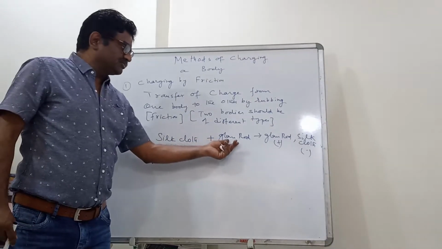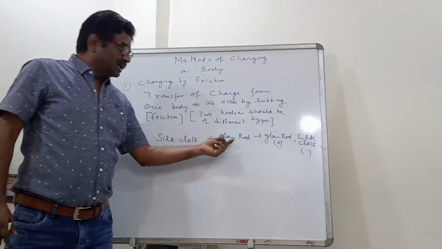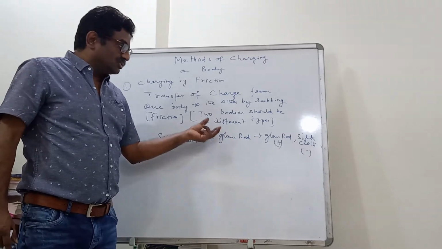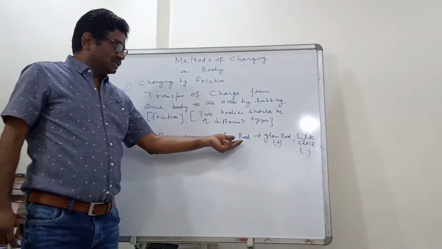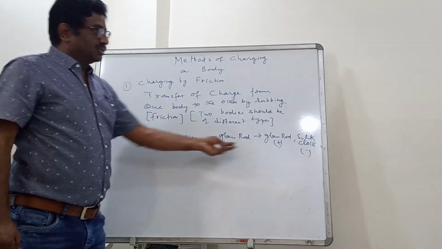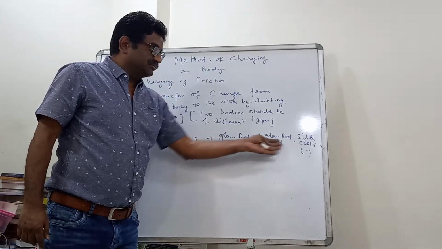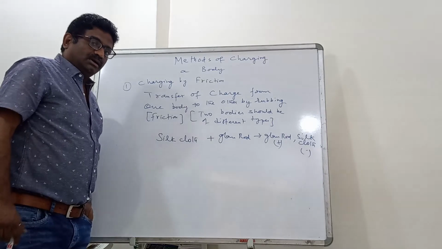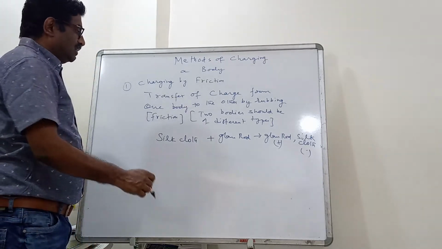From this we can conclude that the electrons in the glass rod were not very strongly bound to it. Therefore, these electrons were removed from the glass rod and transferred to the silk cloth, because of which the silk cloth acquired a negative charge and the glass rod acquired a positive charge.